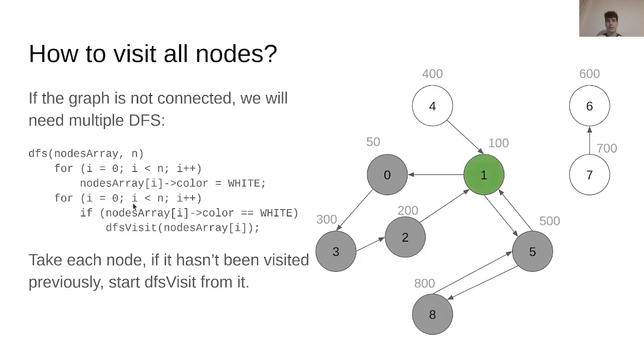Then we take node 1. We check if it's white, and it's not white, it's already been visited, so we skip it. For 2 we skip, 3 skip. At node 4 we see that it's white, so we start a depth first search from it and move on to 5. For 5 we skip, for 6 we need to start a depth first search visit, and for 7 again, same thing.